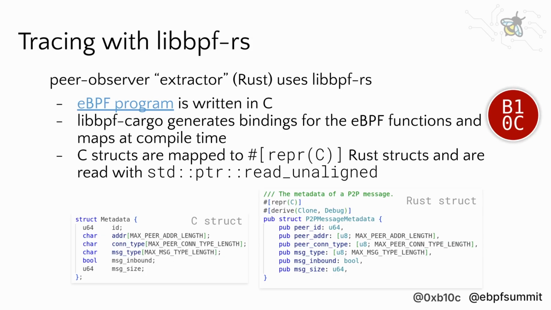The actual eBPF code for the monitoring lives outside of the Bitcoin Core project, in the peer-observer project. Specifically, the extractor tool written in Rust uses libbpf-rs to interact with eBPF. The eBPF program is written in C, and libbpf-cargo is used to generate the Rust bindings for the functions and maps in the eBPF program. The C structs that we pass around are read with the read_struct function from the Rust standard library into the Rust struct counterpart.